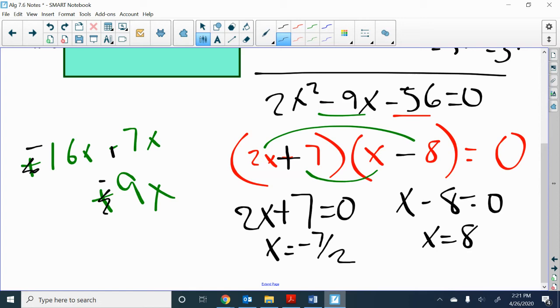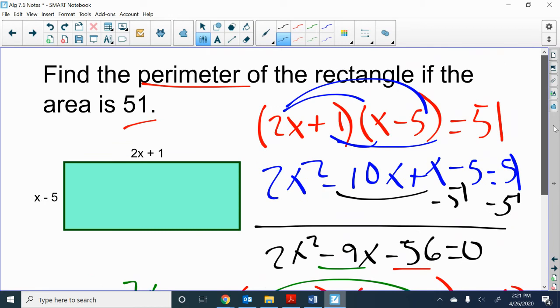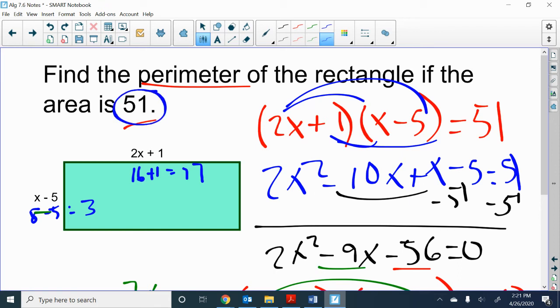Okay, let's use these two answers and see if they both work. First, let's start with the one that's probably going to work, and that's x is equal to 8. If we make x equal to 8, then the width is 8 minus 5, which is 3. And the length is 2 times 8, which is 16, plus 1, which is 17. And 3 times 17, yep, that's 51. Okay, so that combination works.